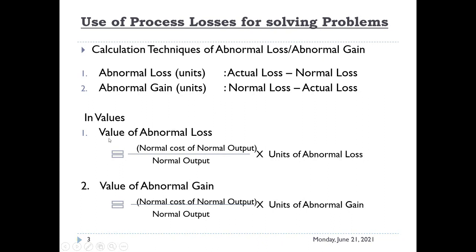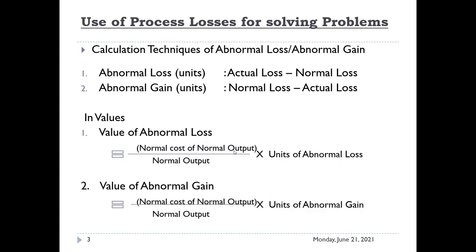And in values, the value of abnormal loss is the normal cost of normal output divided by normal output into units of abnormal loss. Again, I am repeating, value of abnormal gain or abnormal loss, normal cost of normal output divided by normal output. Say in process account, the total expenditure is, suppose, 10,000. That means debit side total amount is 10,000 and units are, suppose, 1,000.